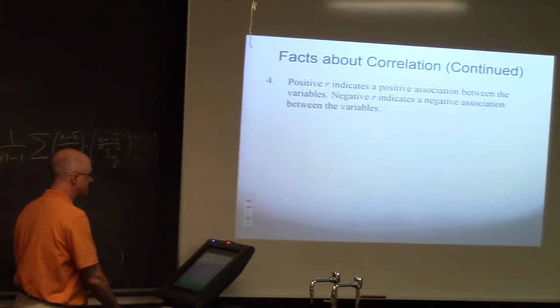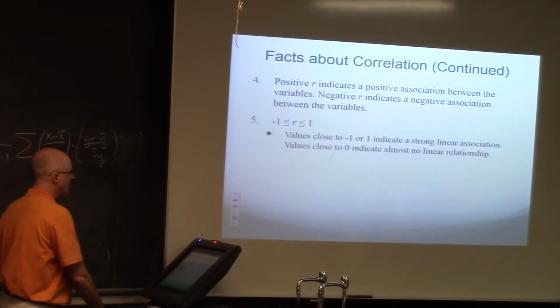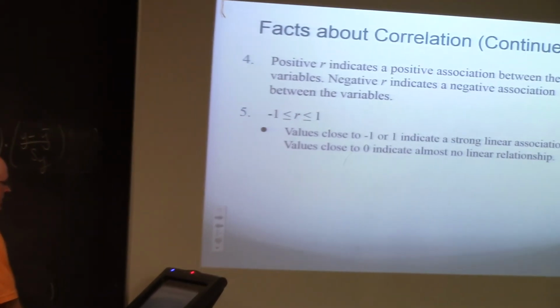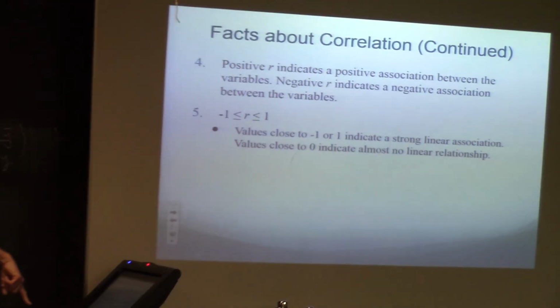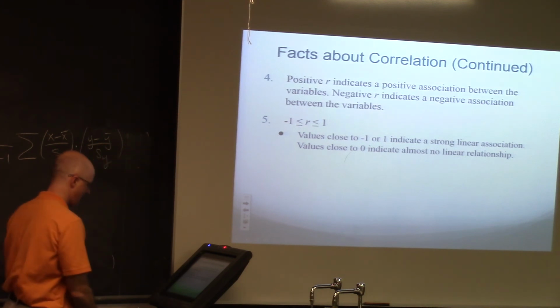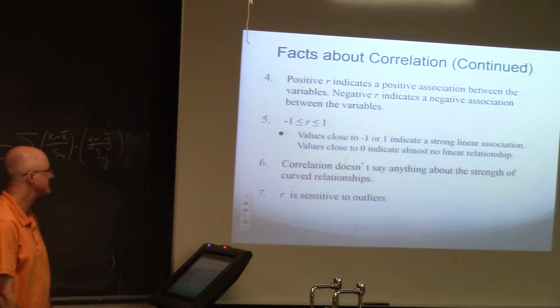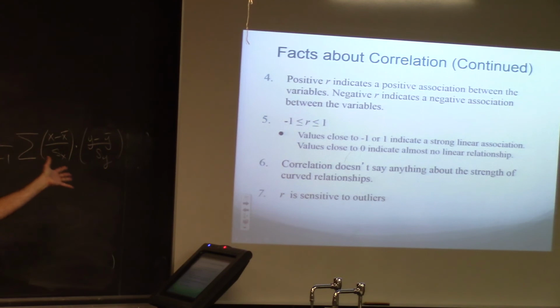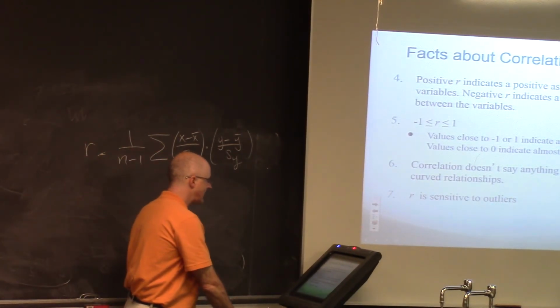Positive R indicates a positive linear association. Negative R indicates a negative linear association. Values close to 1 or negative 1 indicate a strong linear association. Values close to 0 indicate almost no linear relationship, but there could be a nonlinear relationship that could be very strong, like the one we saw that looked like that. Correlation doesn't say anything about the strength of nonlinear, curved relationships. And it is sensitive to outliers, since x bar, y bar, sx, sy are all sensitive to outliers. Okay? Not done yet.